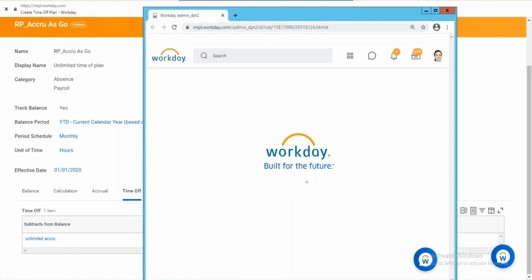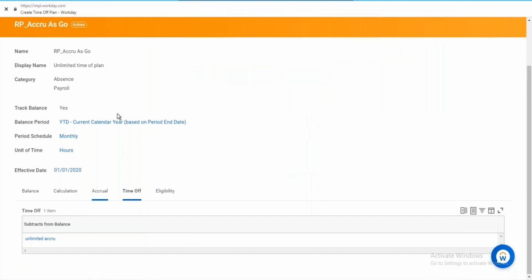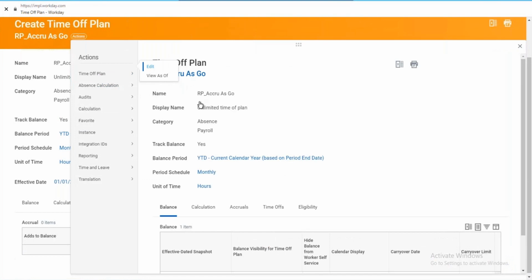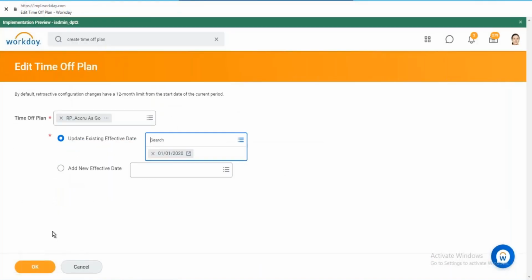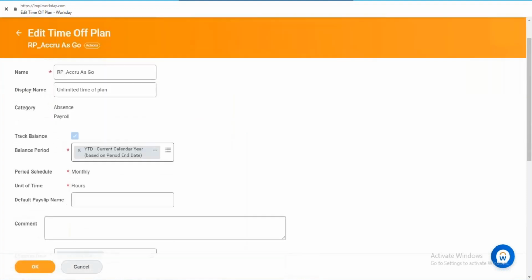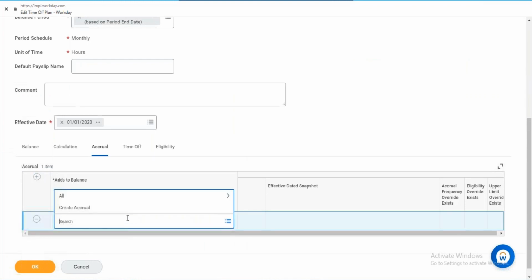the time off becomes an accrual. What does that mean? The moment the time off is requested, that is the only accrual. You would use the time off name over here. You go to the accrual now, edit the time off plan. This is the only process that you will see in the accrue as you go plan. This is a very popular plan, accrue as you go plan. You will hear a lot about this.